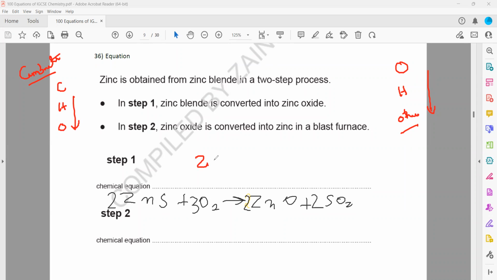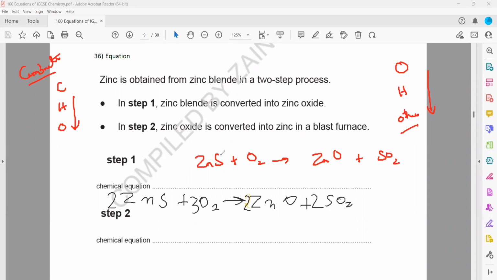So here, first we complete the product. Zinc sulfide reacting with oxygen will form zinc oxide plus sulfur dioxide. Then the second part is balancing. The first part is completing the product correctly, and the second part is balancing the equation. So you start with oxygen, followed by hydrogen, and then other elements. But in this equation, the student already balanced it.